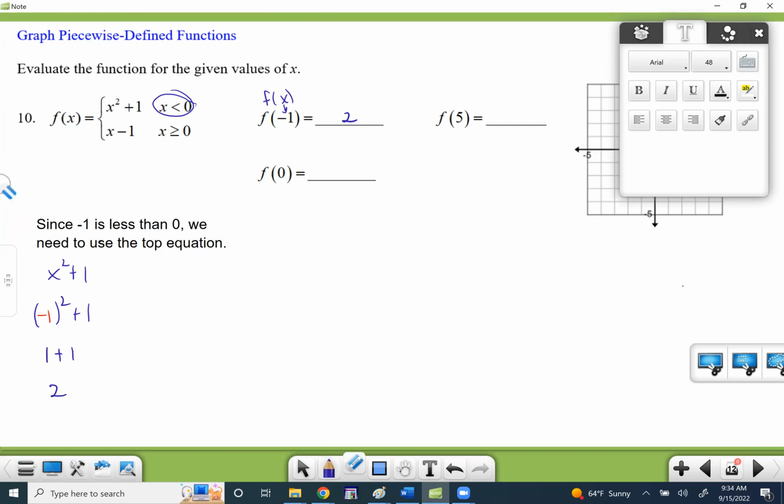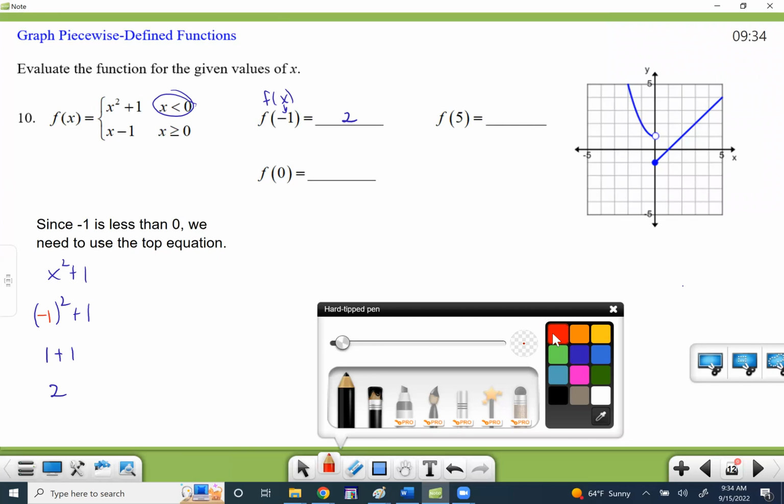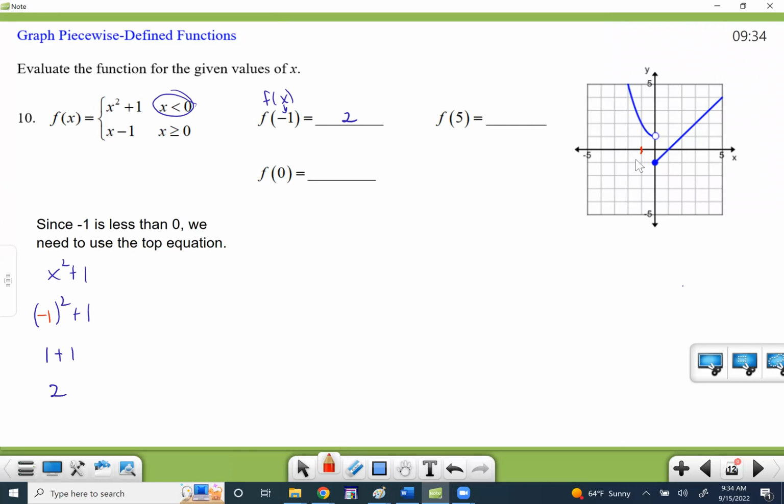Okay. And then you can go over here to the graph and you can double check that that is indeed right. So when we go to where x equals -1, which is right here, this is where x equals -1. Well, let's see what the y value is. If I go over to -1, I would go up 1, 2. So indeed, the y value there really is 2. So this looks very, very good. Okay, let's go and try f of 5.